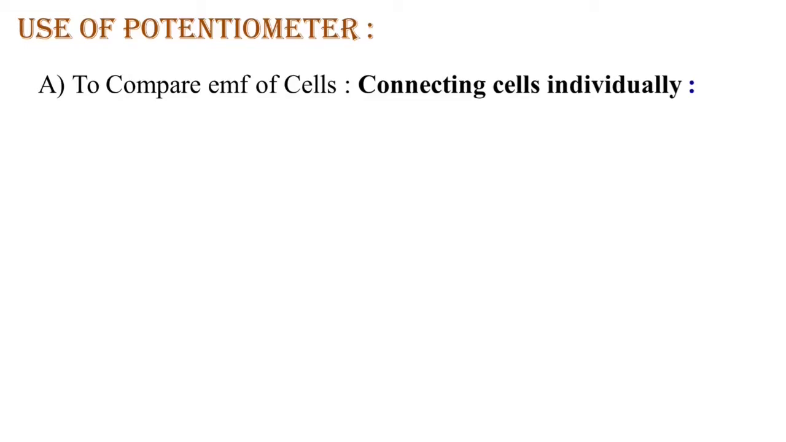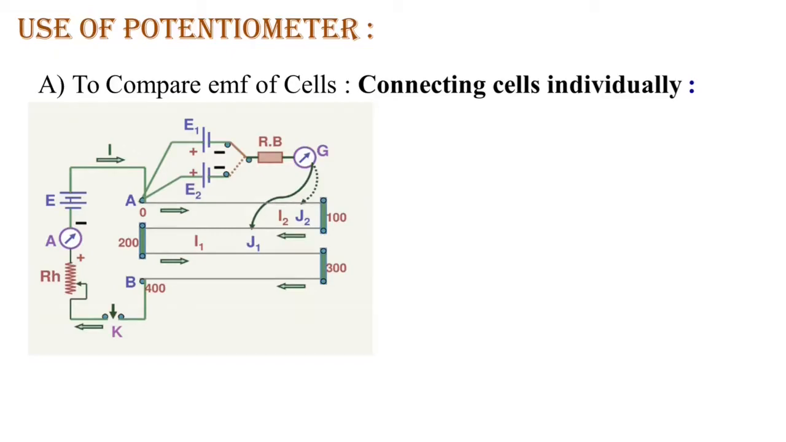Using potentiometer, we can determine the EMF of a cell by obtaining the balancing length L. Here, the fall of potential along the length L of the potentiometer wire is equal to the EMF of the cell, as no current is being drawn from the cell. Means E is directly proportional to L, or E is equal to KL, where K is the potential gradient along the wire. Thus, it is possible to compare the EMFs of two given cells by measuring the respective balancing lengths L1 and L2.